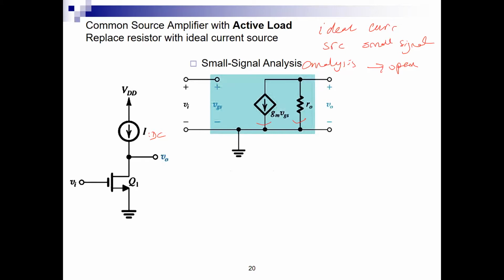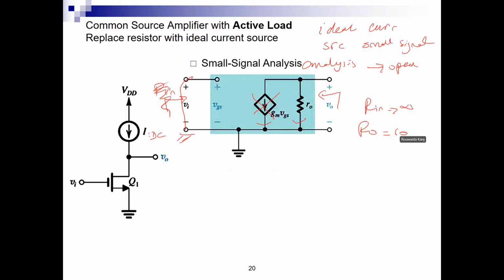I can analyze Rin. What is Rin, looking from the input? Sorry, yes, it's infinity. Rin is infinite. Ro, looking from here when the input is shorted, is really, since I shorted VGS as we said, it is equal to RO.